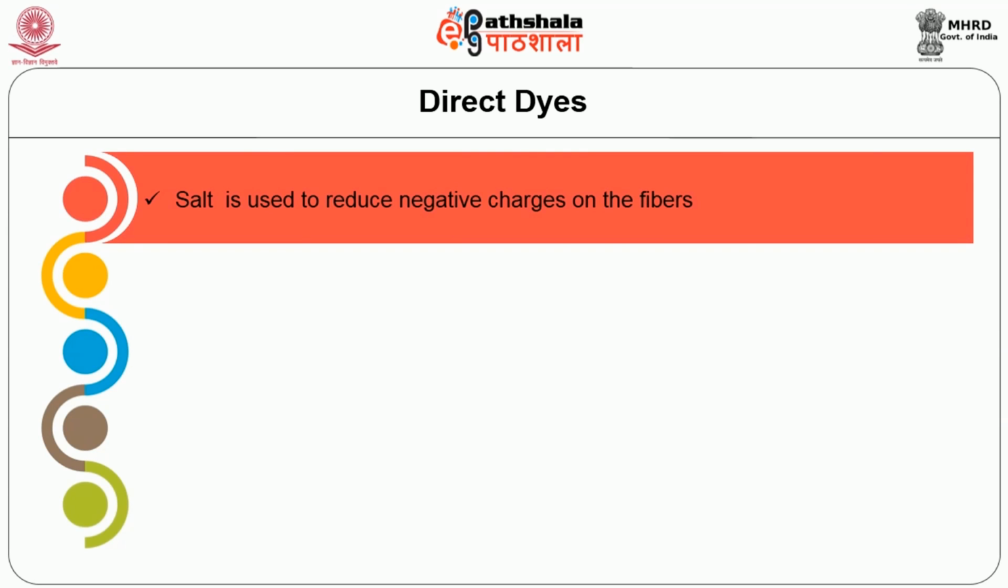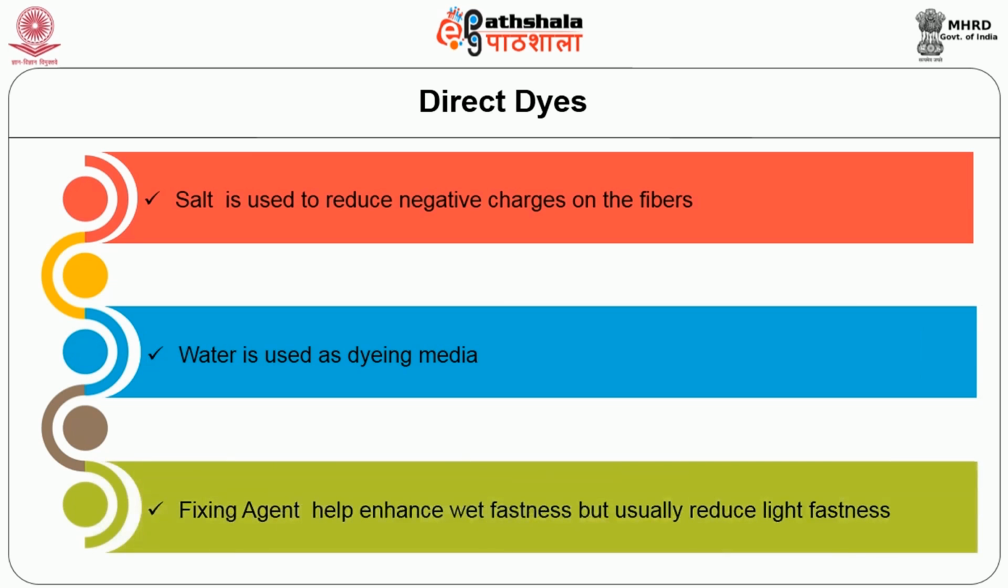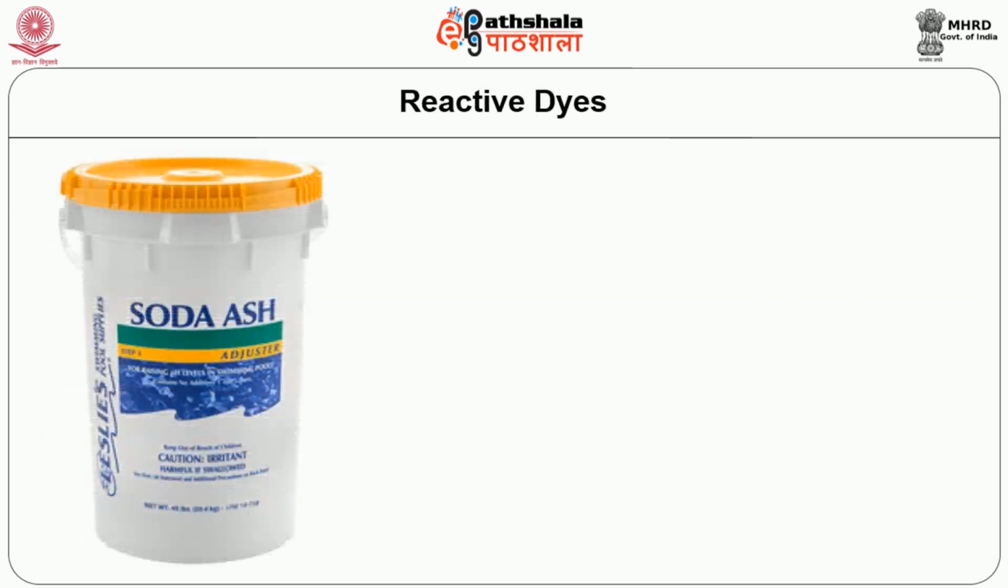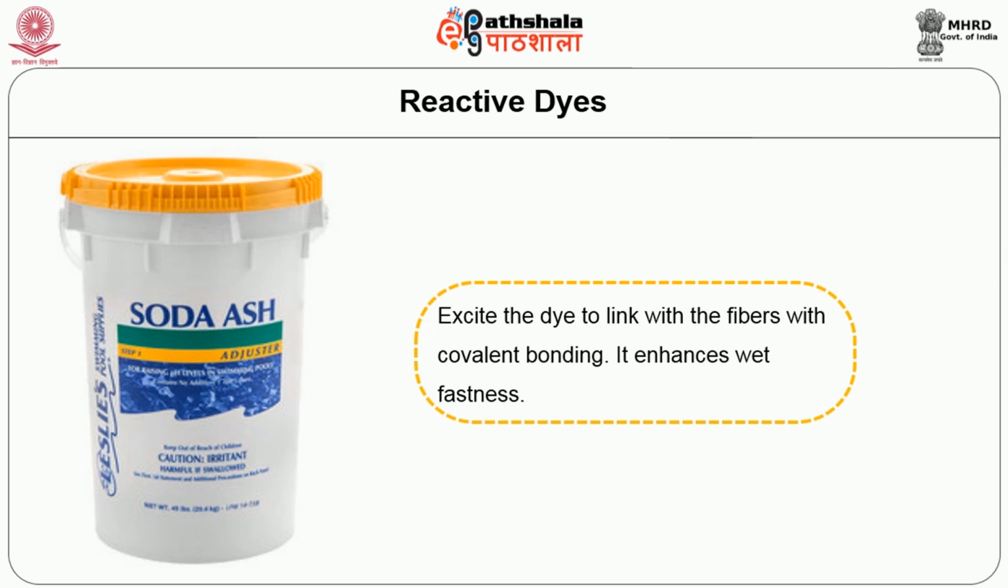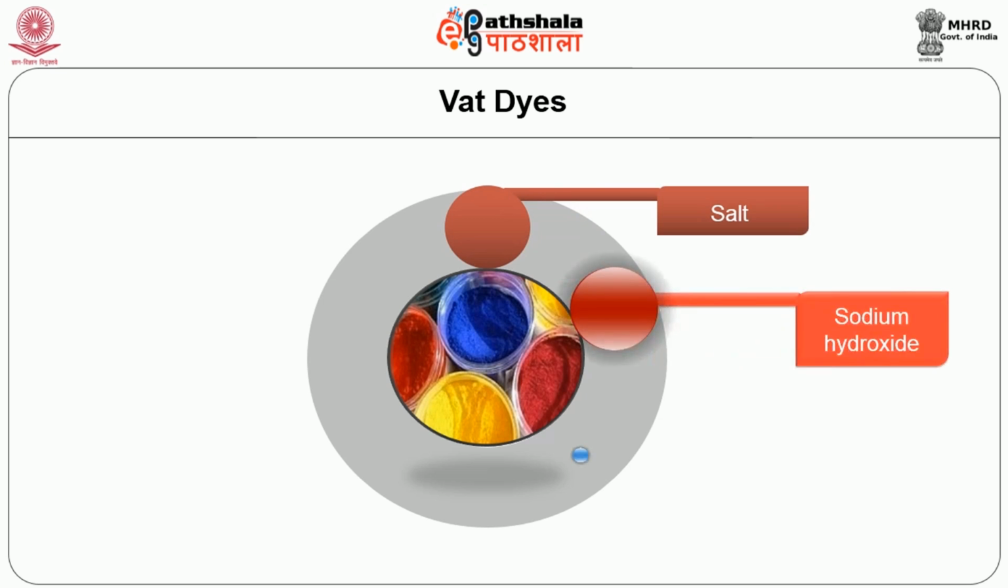For direct dyes, salt is used to reduce negative charges on the fiber. Water is used as dyeing media. Fixing agent helps enhance wet fastness but usually reduces light fastness. In addition to the auxiliaries used for direct dyes, that is salt, water and fixing agents, soda ash is used in reactive dyeing to excite the dye to link with the fibers with covalent bonding. It enhances wet fastness.